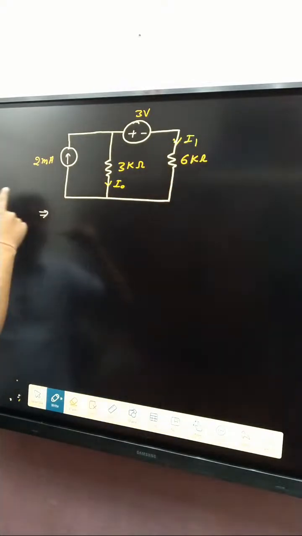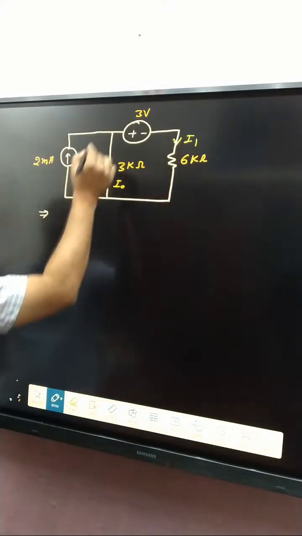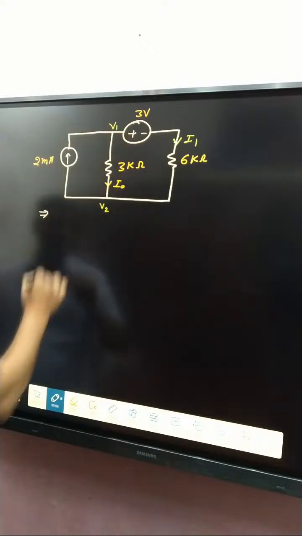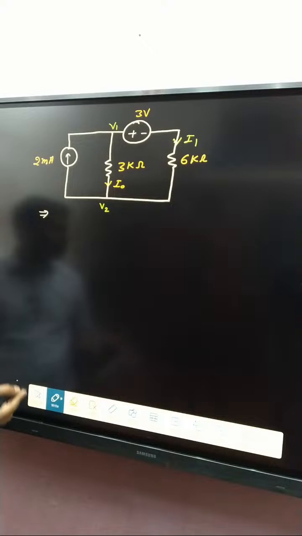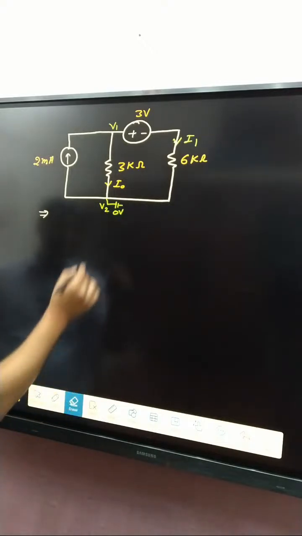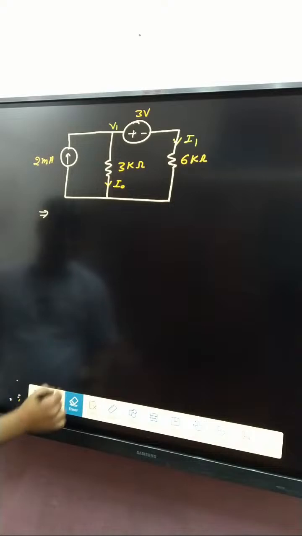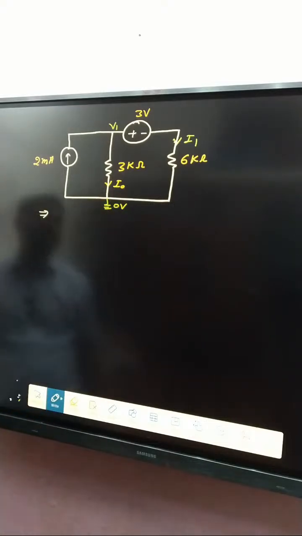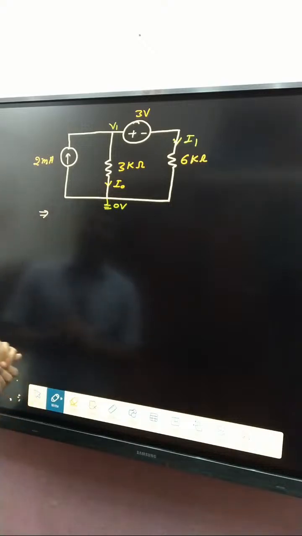After that, the node voltages. Second step, that is V1 and that is V2. Third step, take one node as the reference node, which means we have considered that one as zero voltage. After that, apply KCL.